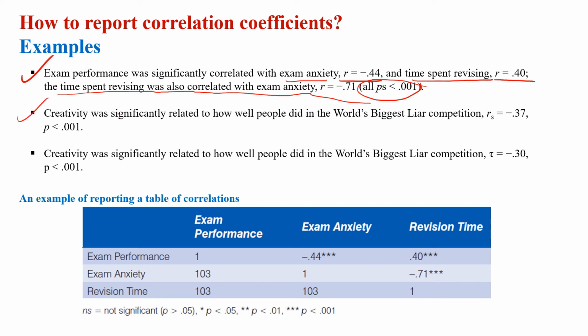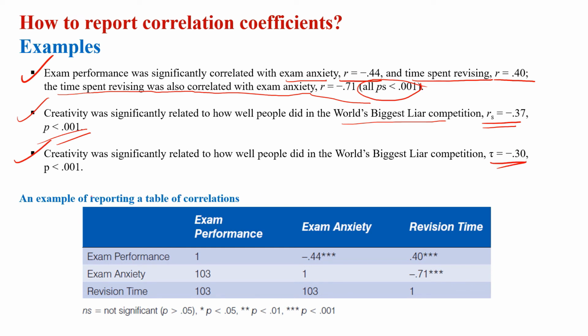Similarly, from the second data set, I am saying that creativity was significantly related to how well the people did in the world's biggest liar competition, and I am reporting the value of the correlation as well as the p-value. Similarly, we have also done this with Kendall's coefficient. This is Spearman's, this is Kendall's correlation coefficient.